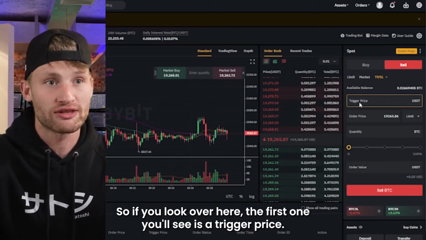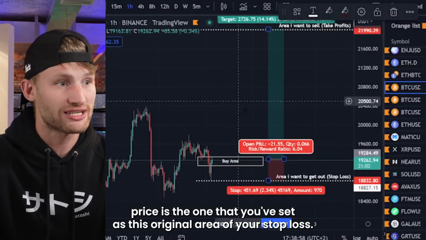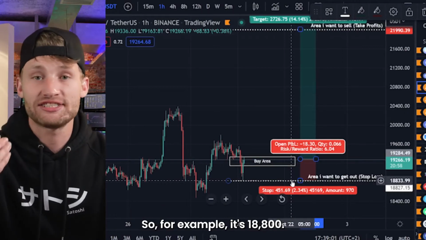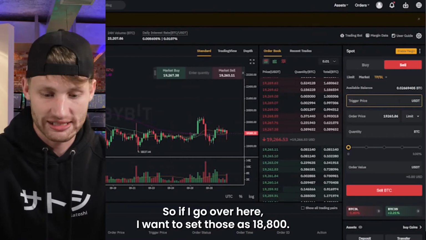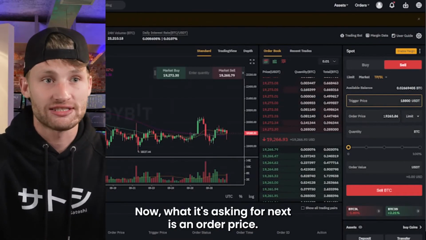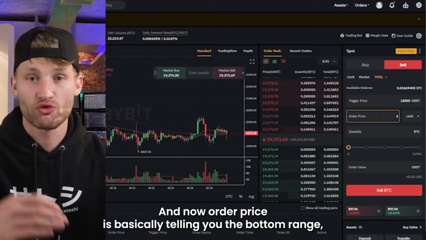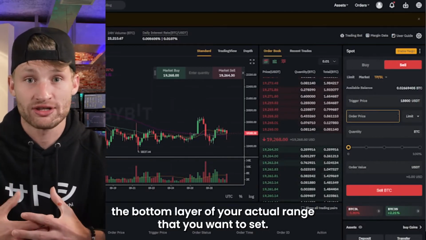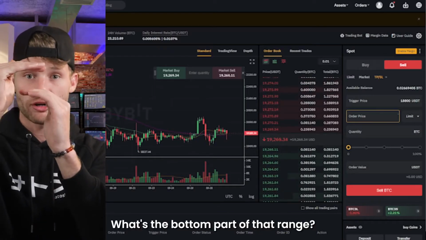So if you look over here, the first one you'll see is a trigger price. Now the trigger price is the one that you've set as the original area of your stop loss. So for example, it's 18,800. So if I go over here, I want to set this as 18,800. Now what it's asking for next is an order price. The order price is basically the bottom range, the bottom layer of the range that you want to set. So 18,800 is the first part. What's the bottom part of that range?